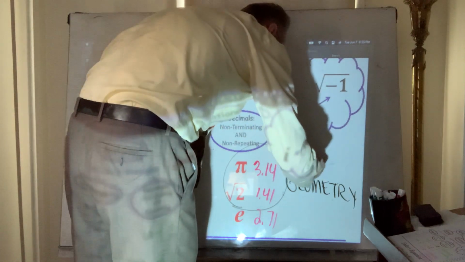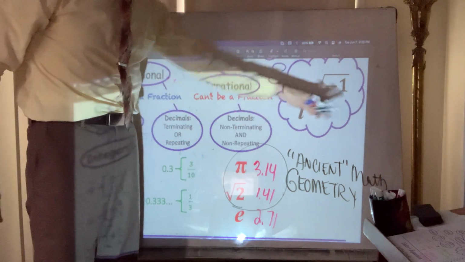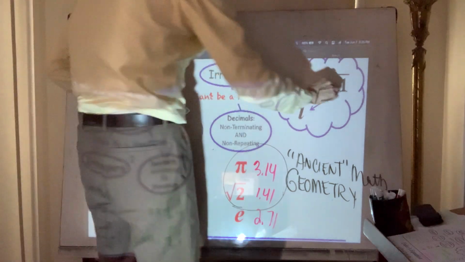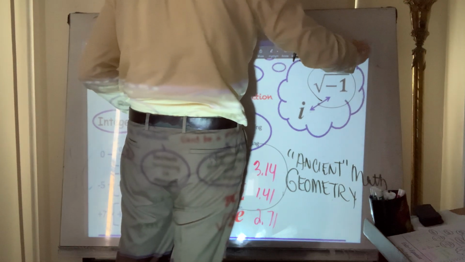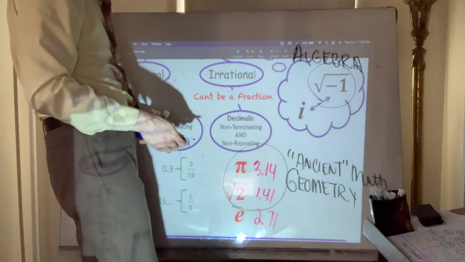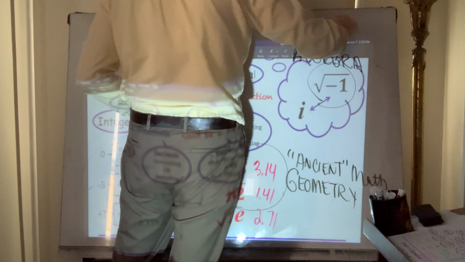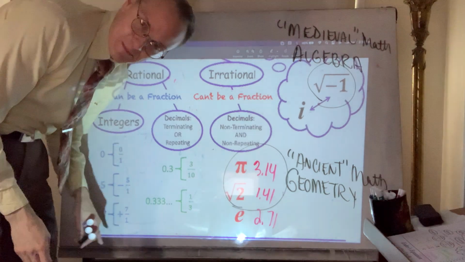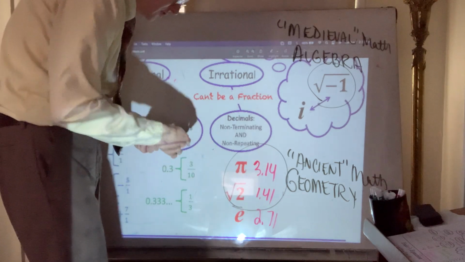This is ancient math, if you will. The square root of a negative, awareness of that, is a little bit more recent. This is from algebra, which, by comparison to periods of history, would be medieval math, if you will. And then there's the baby, e, the subject for this class. This is the most recent in history.